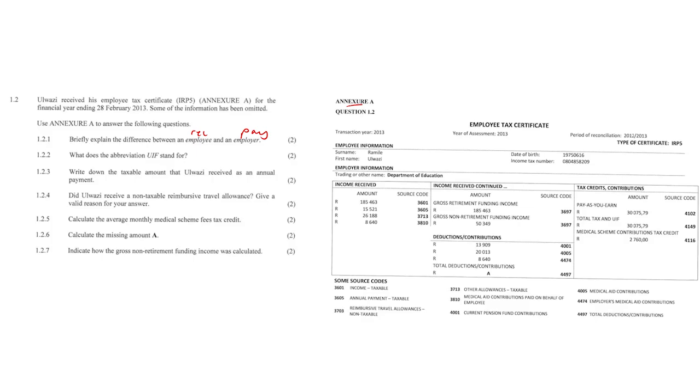UIF stands for Unemployment Insurance Fund. Write down the taxable amount that Uwazi received as an annual payment. It's going to be this 15,521.